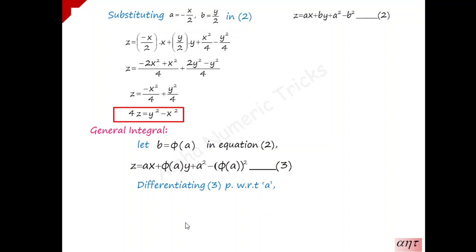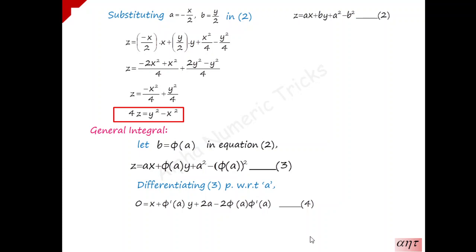Differentiating this with respect to a, you have dou z by dou a is equal to 0 plus the differentiation of ax with respect to a, which becomes x, because a with respect to a is 1 and x is constant, plus phi of a into y, where y is constant and the differentiation of phi of a with respect to a is phi dash of a, plus the differentiation of a squared with respect to a, which becomes 2a, minus phi of a the whole squared, whose differentiation is 2 into phi of a into phi dash of a. Okay, number that equation as 4.